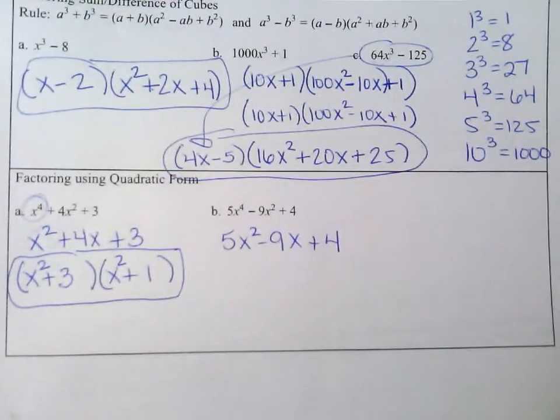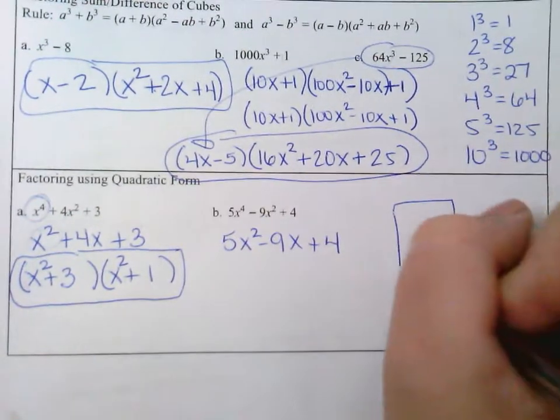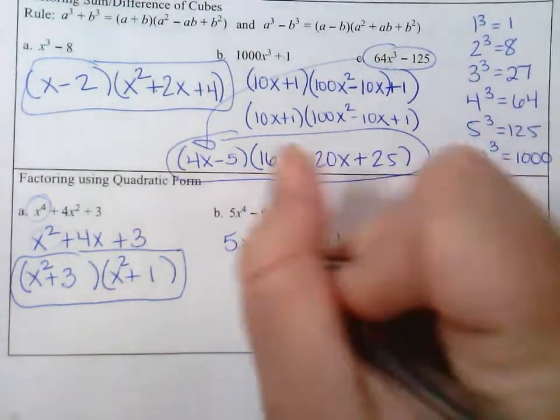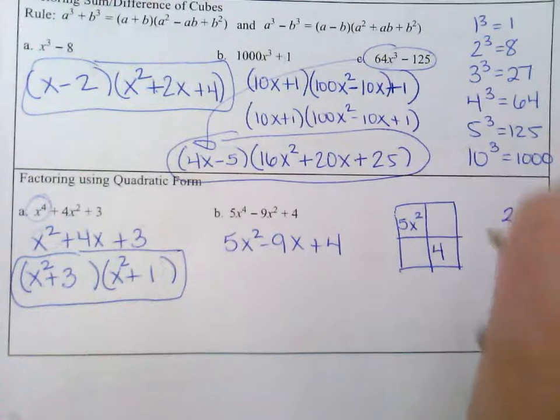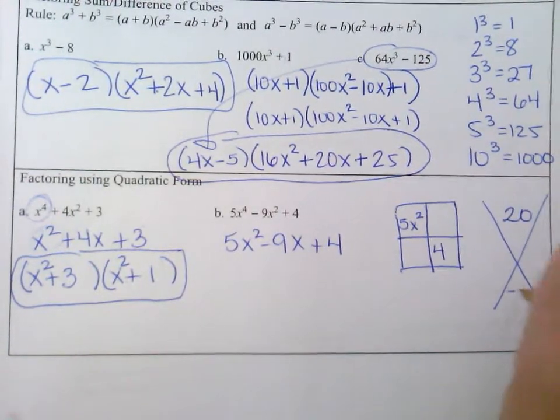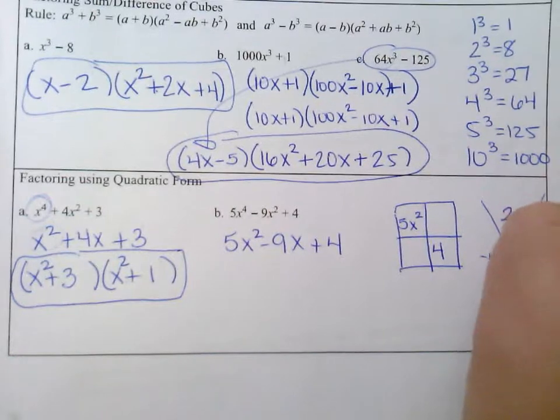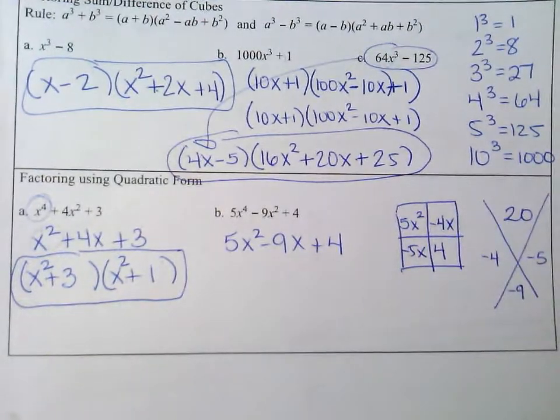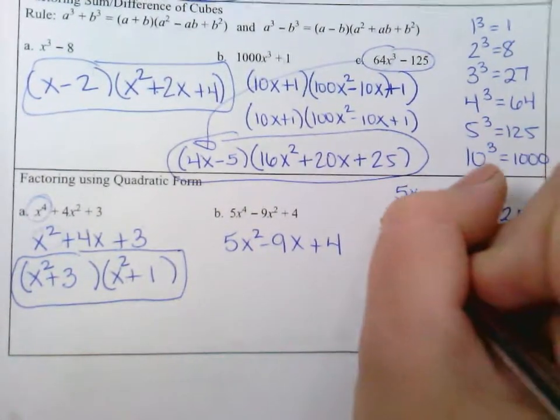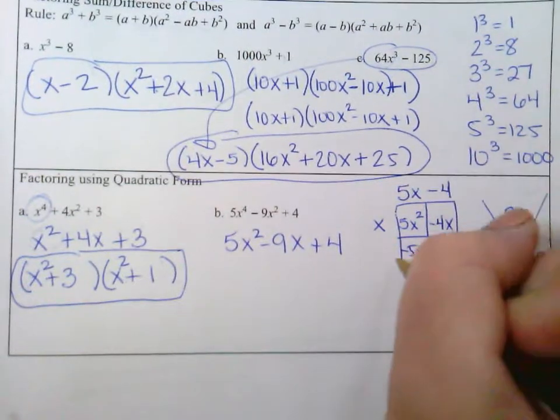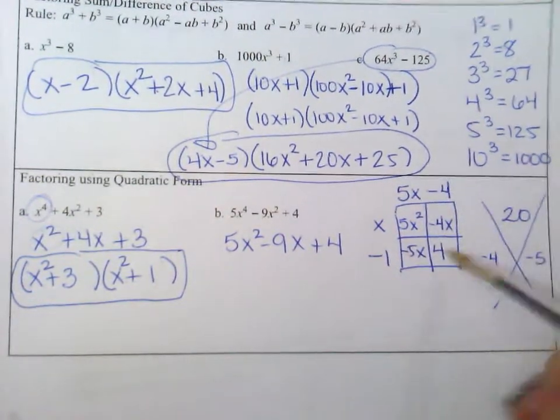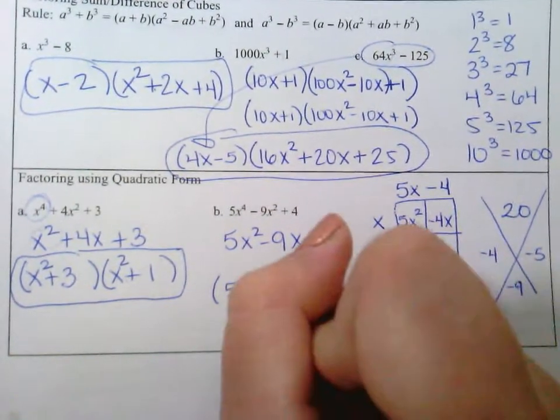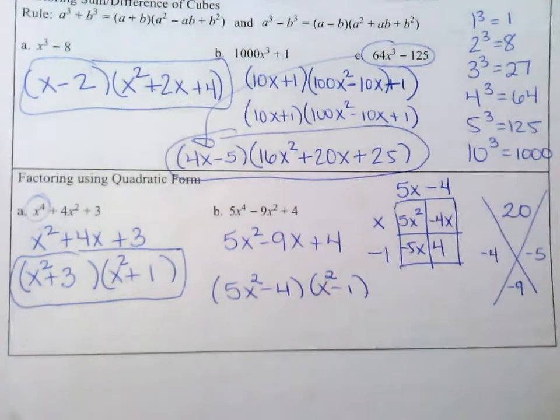So this looks like a box method problem. 5x squared and 4. 5 times 4 is 20. So I'm looking for the factors of 20 that add up to negative 9. So negative 4 times negative 5. Negative 4x, negative 5x. So this looks like 5x times x and negative 4 and negative 1. Negative 4 times negative 1 is 4. So 5x minus 4 times x minus 1, make this a 5x squared and this an x squared.